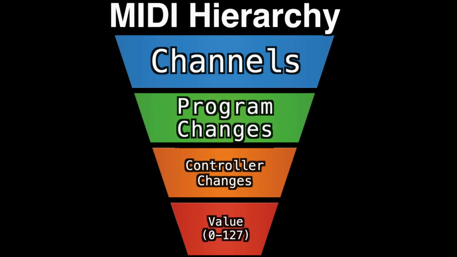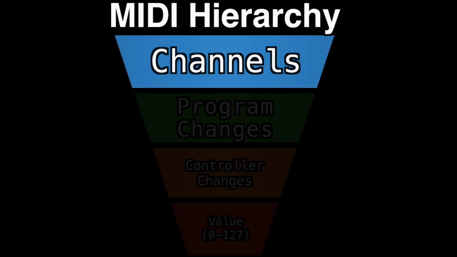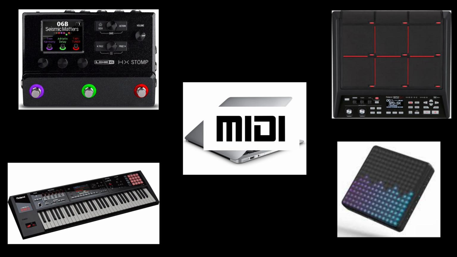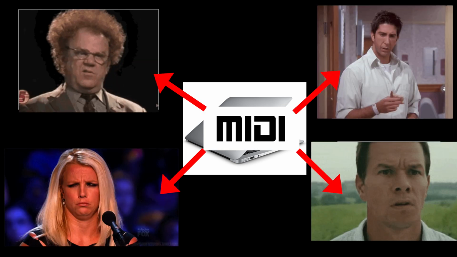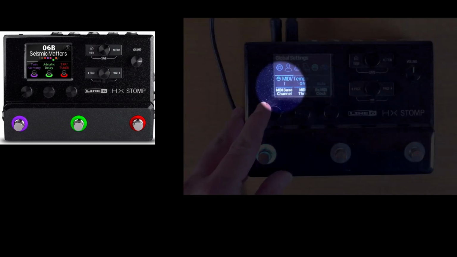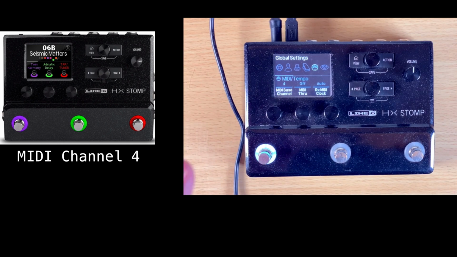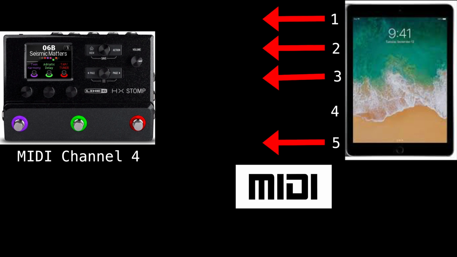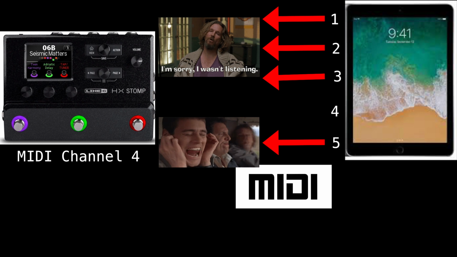Okay, so the first step to understanding MIDI is MIDI channels. MIDI can transmit information on 16 different channels, channels 1 through 16. So why would you need to do that? If you have multiple MIDI devices reading MIDI signals, you don't want the messages to get confused with each other. For example, on my HX Stomp, I have that set to read only on MIDI channel 4. So any information that I send from my iPad, which is what I'm using to demo this, on MIDI channel 3, 2, 1, 5, anything else besides 4, my HX Stomp is not going to listen to.